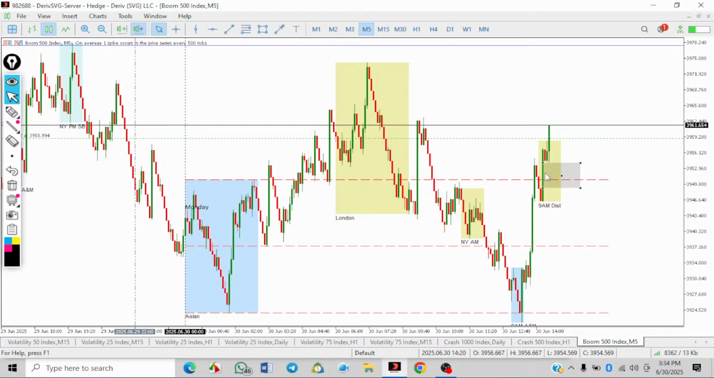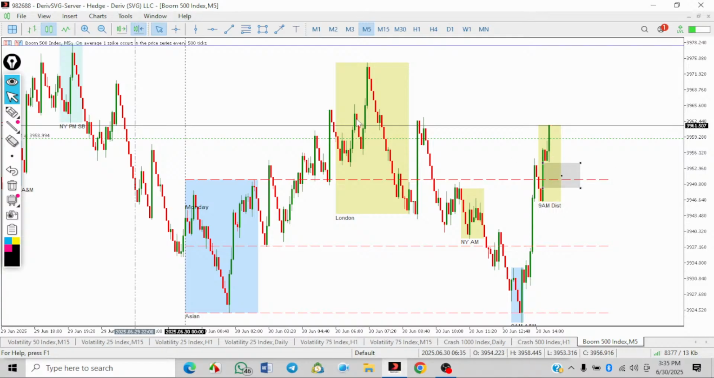So that's one thing about scaling in. Guys, I didn't see it coming. If I had seen it coming, I would have added the position earlier. Right, I would have added the position earlier. But it's fine.